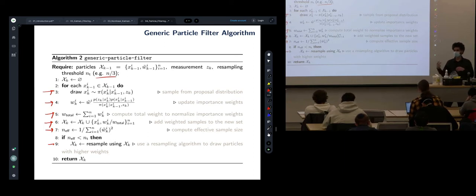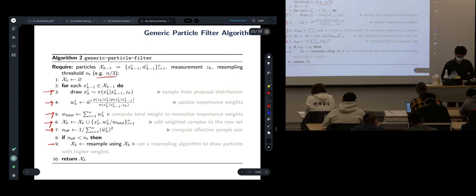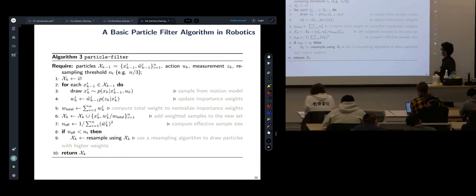So this way, we can always track a set of more likely particles. Now, you need to be careful because too much resampling will make the filter degenerate again, right? But if you don't do it at all, it makes it degenerate. You need to find a sweet spot for your problem by tuning. For robotics, that's what we're going to do. So maybe this is what we want to remember, right?